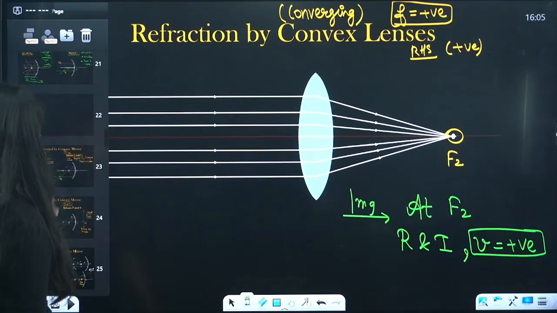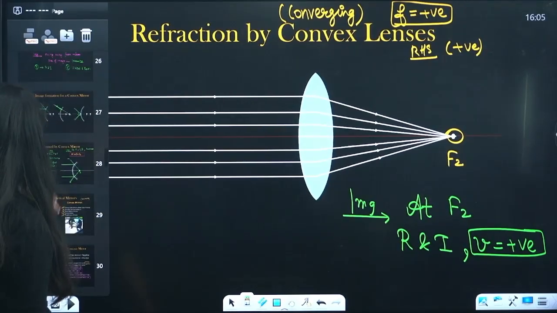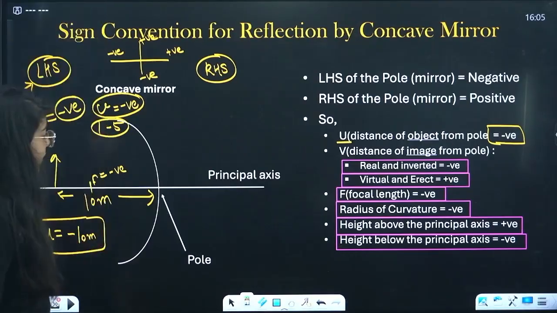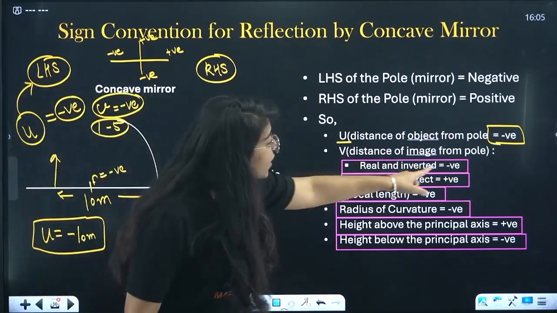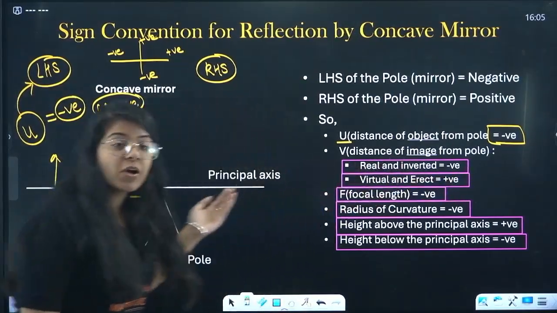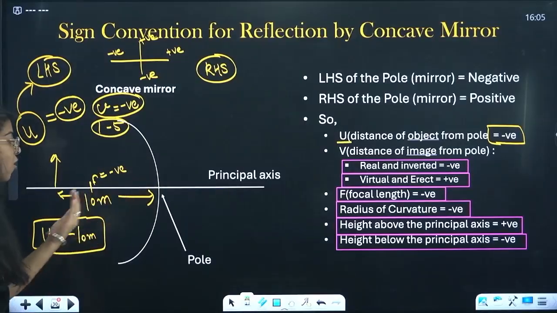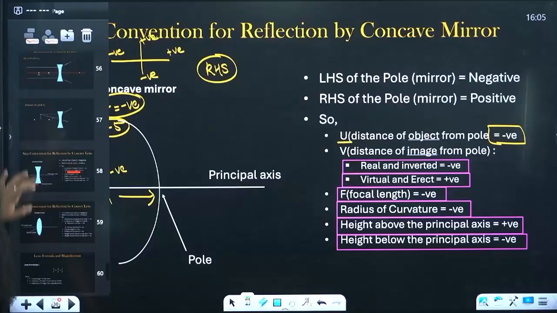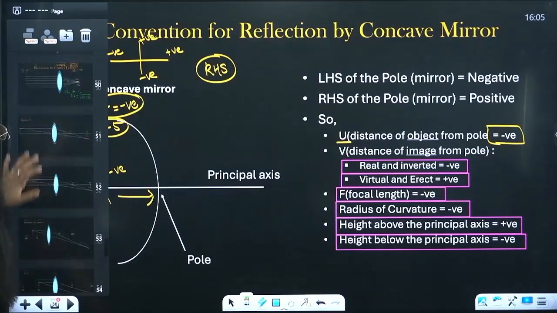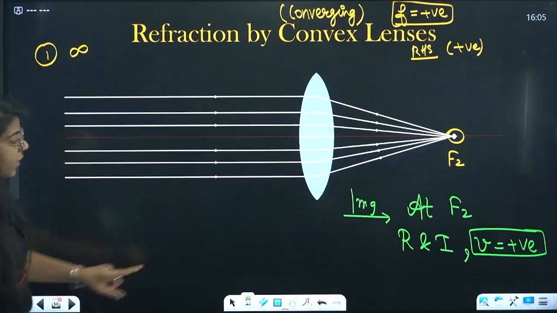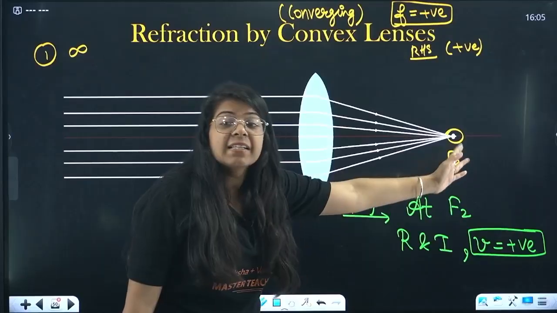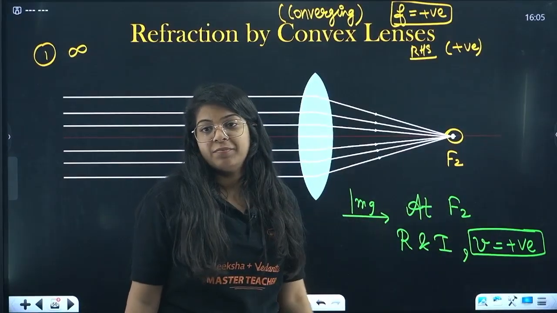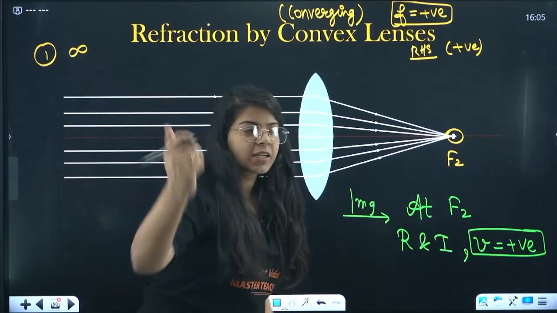So when you look at all the sign conventions, where is it? Yes. So you see, real and inverted, negative, because for real and inverted all the image was formed on the left hand side. Real and inverted, negative. And you see here we have formed the real and inverted image, but it is on the right hand side, it is positive. Done? Now bring the object a little bit closer.